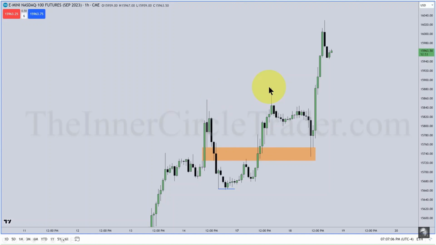Now we have 1, 2, 3. Isn't that a 3 drives pattern? And that's a topping pattern, right? No. No. What did I say this morning? We're not trying to call tops.